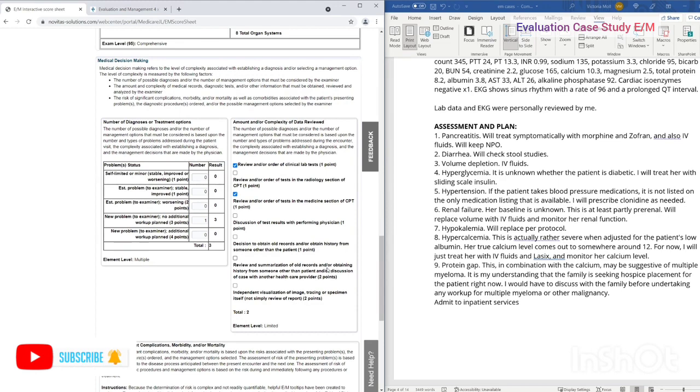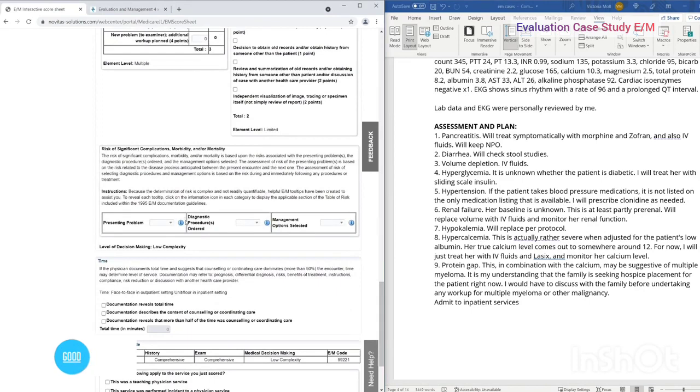It says here about obtaining history from someone other than the patient or discussion of the case with another healthcare provider. You know, here it says that I would have to discuss with the family, but it doesn't have any description of a conversation that was had with the family. And we don't have an independent visualization of the image, tracing, or specimen, not simply review of the report. So this, it says they reviewed. It doesn't say that they looked at the imaging though. So that's what we would need to count as an independent visualization of an image.